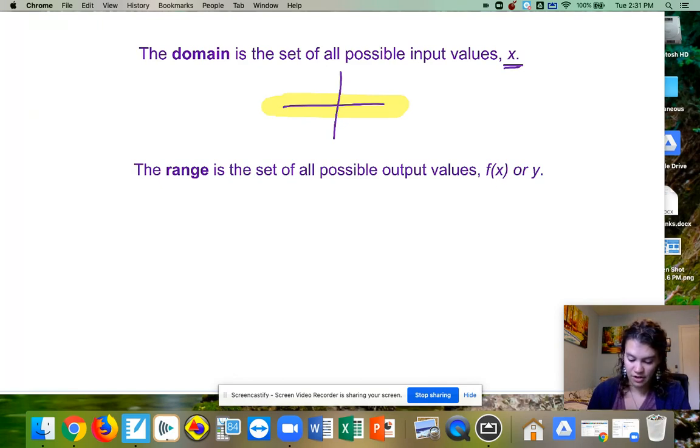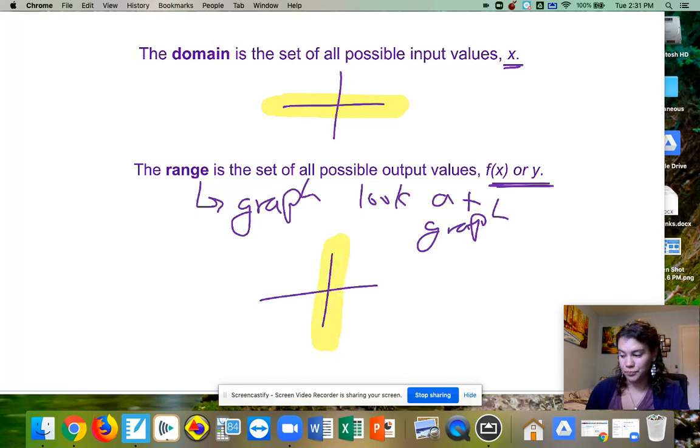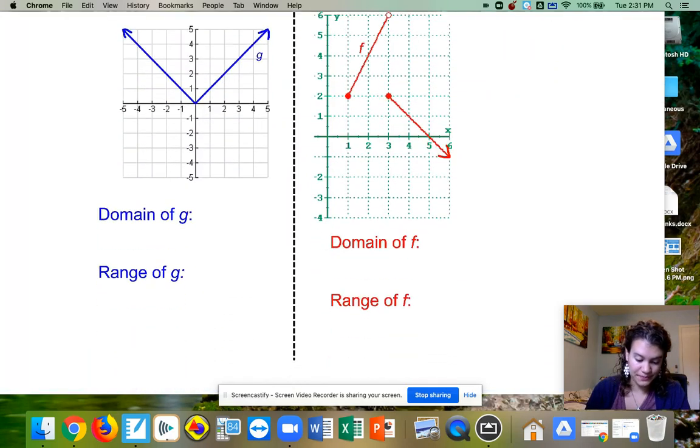The range is then all possible output values, or all possible y's, or f of x's. The domain you can often see just from the function. For the range, you want to graph it and look at the graph. On a graph like this, you're looking at your y values right there. So let's do some examples.